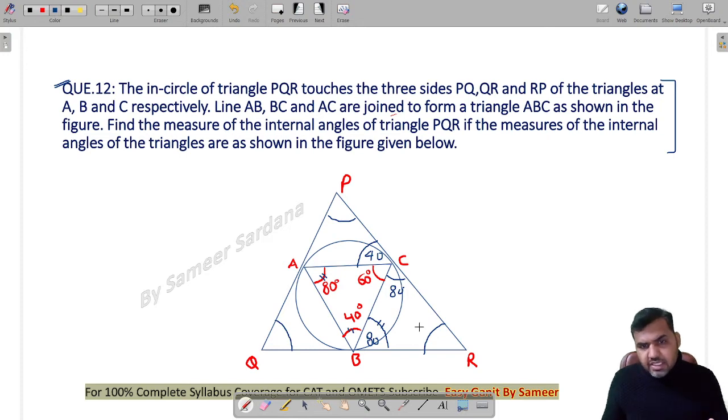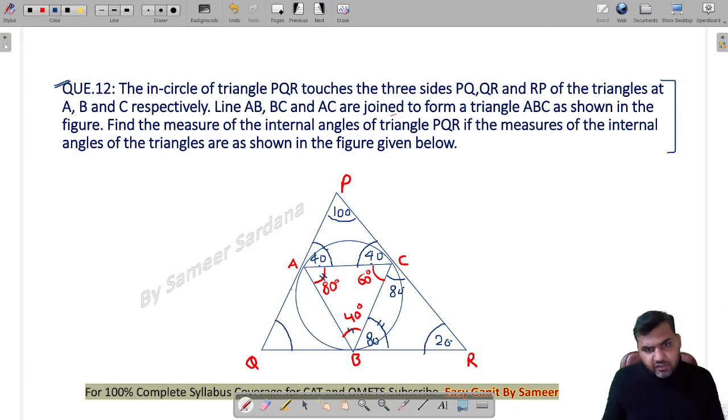Now this is 80, this is 80, so therefore the value of this angle will be equal to 20 degree, right? Similarly, guys, if I have to look at the value of this angle, this is also the angle made between the tangent and the chord, this will also be equal to 40 degree, right? This is the alternate angle segment theorem that we are applying. This is 40, this is 40, so therefore the value of this angle will be equal to 100 degree.